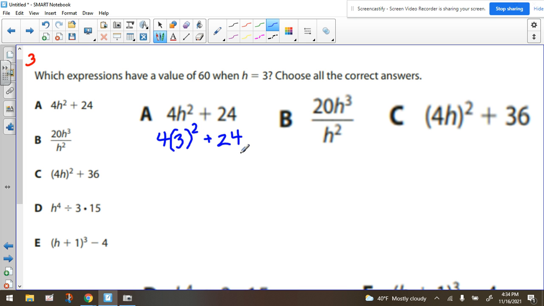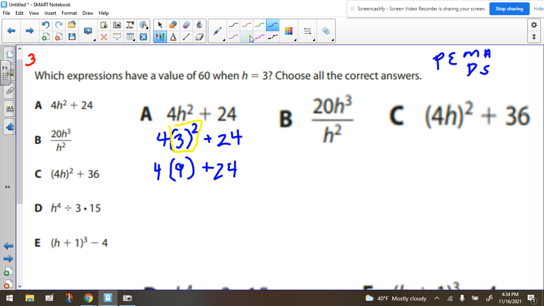So a couple reminders about what you should do first. You might want to get your Please Excuse My Dear Aunt Sally checkoff list going, because we have to do exponents before we multiply or divide. So that means we're not going to do 4 times 3 first. We're going to do this first. We're going to square this. Now that does not mean 6. It means 3 times 3, which would be 9. So let's write the 9. We'll put it in parentheses. We'll bring the 4 down, and we'll add the 24.